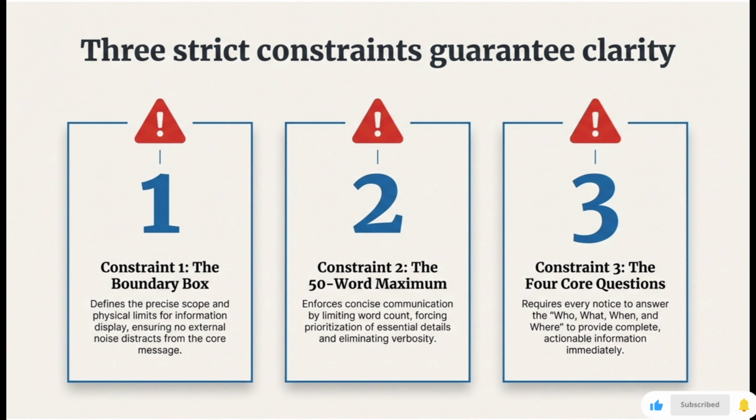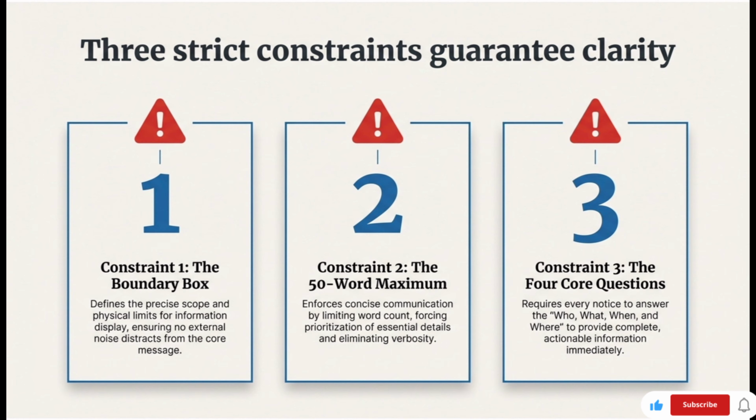3 important rules of notice writing. To write an effective notice, 3 important constraints must be followed. First, the boundary box. Every notice must be written inside a box, which clearly separates it from other text. Second, the 50-word limit. The body of the notice must be short, precise, and around 50 words only. Third, the notice must answer 4 essential questions so that readers immediately understand the message.